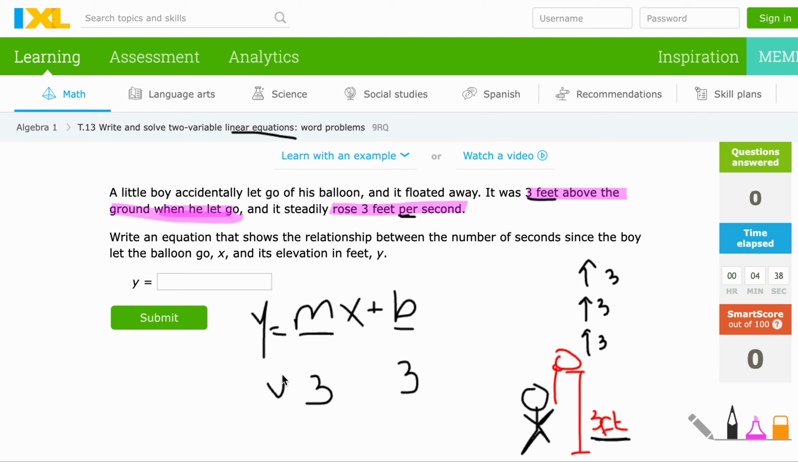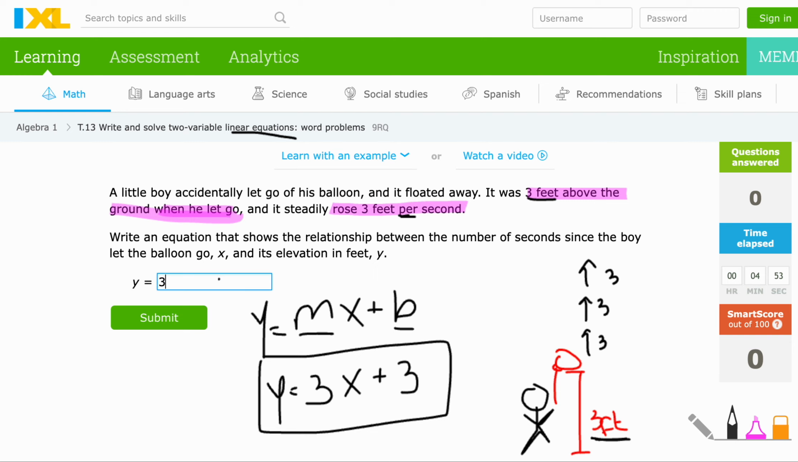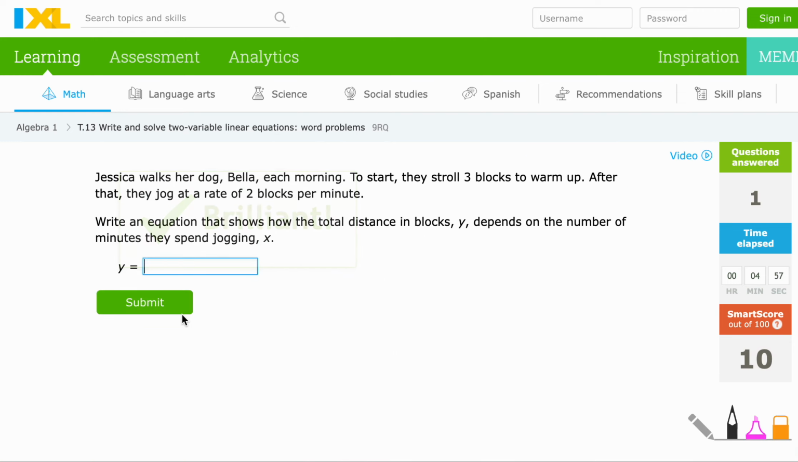So your equation here, if we fill in for our rate of change m as 3 and our initial value b as 3 as well, we get this equation, y is equal to 3x plus 3. So I'm going to go ahead and type that in, 3x plus 3, and submit. I'm brilliant. Yay. All right, let's do another example.